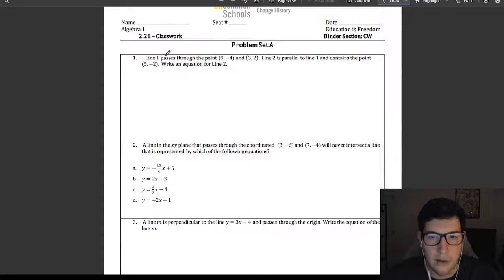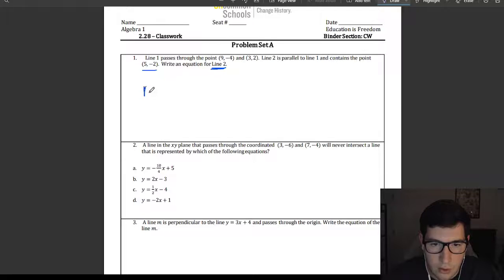So for number 1, we have that line 1 passes through the points (9, -4) and (3, 2). Line 2 is parallel to line 1 and contains the point (5, -2). And we need to write the equation for line 2. Now, we're going to mention it again, and we're going to see it again. Line 2 is going to be super specific, right? Because they've actually given us a point. And so it's not just going to be some willy-nilly line like we've seen previously in all of our past examples. But in order to start, I need to find the slope of line 1.